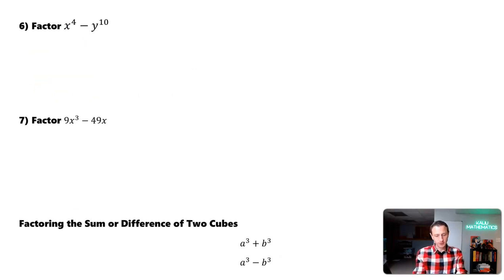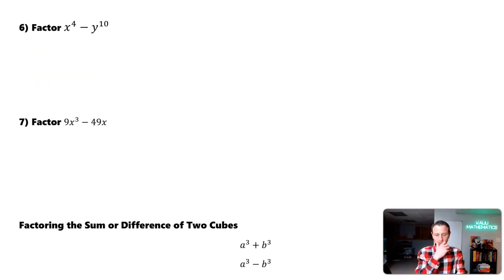Let's go to the next page. So this one, you've got to think a little bit. Kind of interesting. Factoring x to the fourth minus y to the 10th. So look for a difference of two squares, because we have a binomial. Look for a difference of two squares, x to the fourth and y to the 10th.